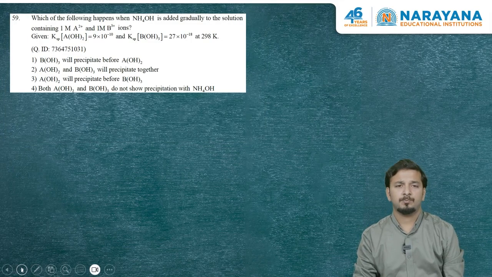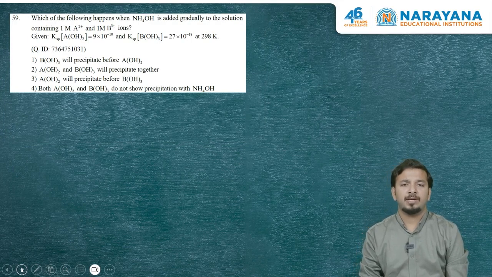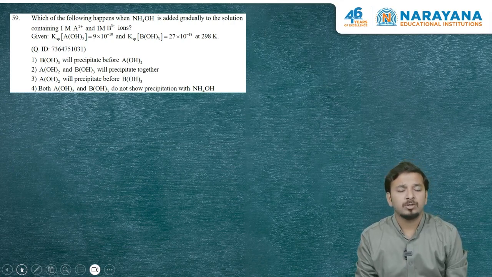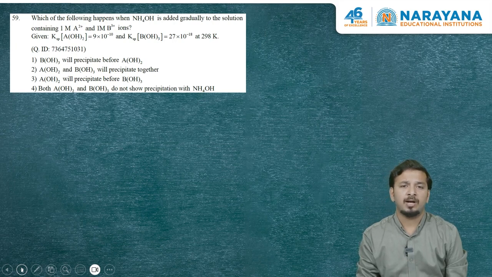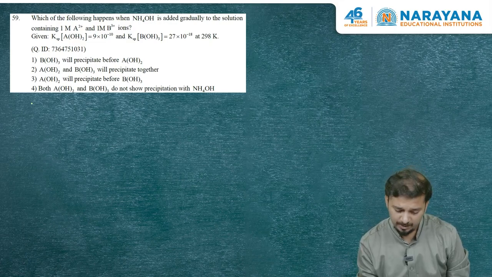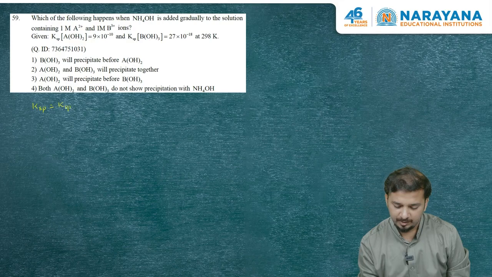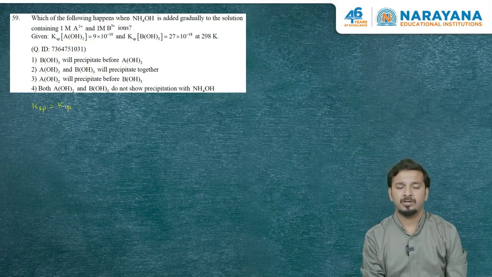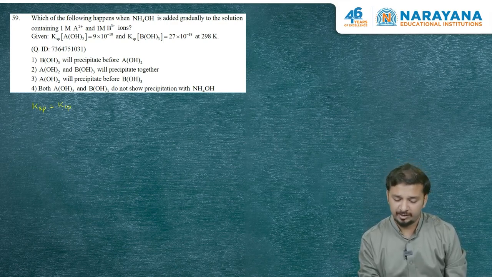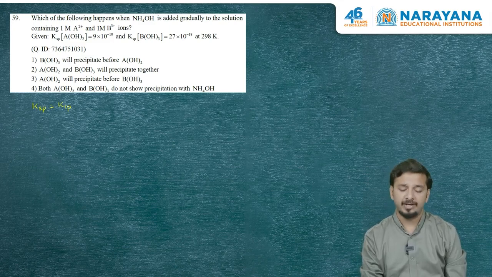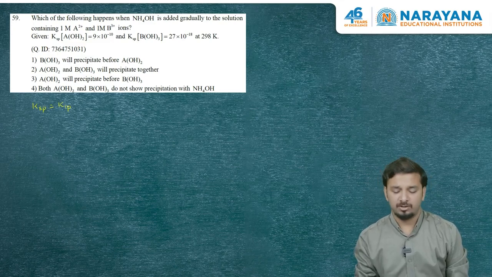Moving to next question. Question is which of the following happens when NH4OH is gradually added to the solution containing 1 M A+2 and 1 M B+3 ions. Ksp is given. So we know if Ksp is equal to Kip, then we'll have a saturated solution, and if Kip exceeds the value of Ksp, then in that case there will be formation of precipitate. So we can consider that this is the limiting condition, and after this there will be formation of precipitate.